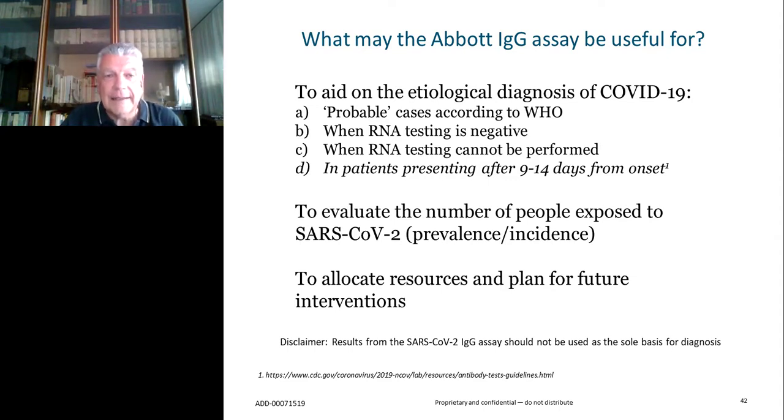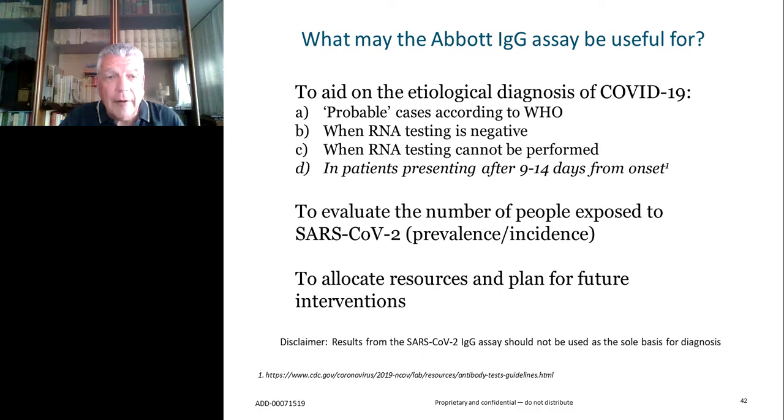Since we are targeting the Abbott IgG assay, how may we use that? Well, first of all, an aid in the etiological diagnosis when? On probable cases, so symptoms plus epidemiological or anamnestic evidence, when RNA testing is negative or cannot be performed, and if patients are presenting after 9 to 14 days from the onset, and this is what the CDC has very recently indicated in their interim guidelines.